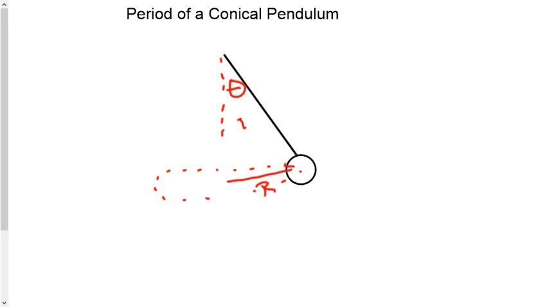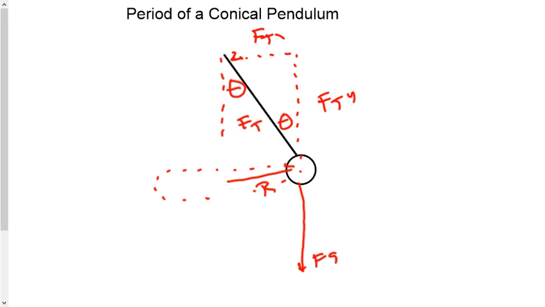We do have a force tension pulling up this way. There is gravity straight down, so I'll draw the force gravity there. And upwards, we have force tension y. Here's our angle theta, and this, of course, is force tension x going this way. Now, force tension x is going to equal force centripetal. It's the one pointing into the center of the circle.